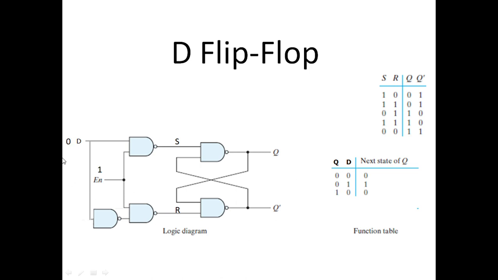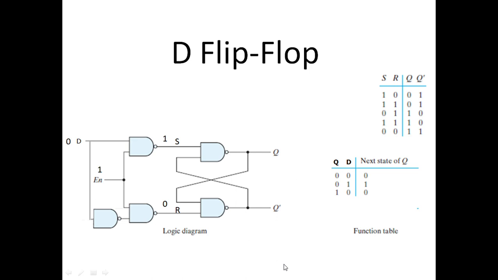Similarly, when we give 0 at the D input, we get 0 here. By providing 0 here, we will get 1, 0 here. So at the SR input, we get 1, 0. Look here, 1, 0. So it will reset the flip-flop. Even if it is set before, it will reset the flip-flop. By resetting, we mean Q becomes 0.